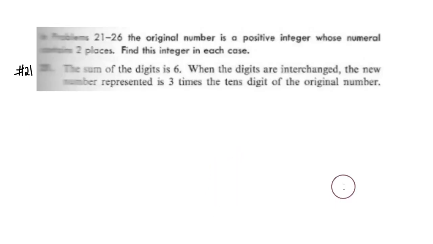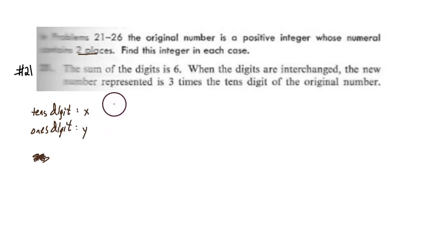Next, number 21. The original number is a positive integer, and it has 2 digits. Find the integer using the clues. Our 2-digit number will have a tens digit, and it will have a ones digit. For example, the 2-digit number 23 has a tens digit of 2 and a ones digit of 3. Let's use the letter x to represent the tens digit and the letter y to represent the ones digit.